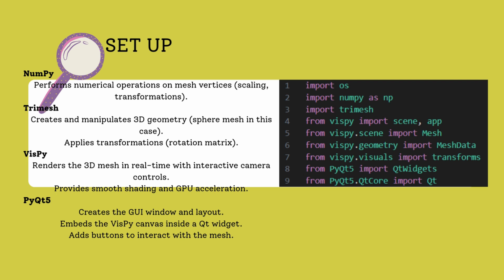This is how we set up our soda can. We're using NumPy, which performs numerical operations on mesh vertices, and trimesh for creating and manipulating 3D geometry and also applying transformations. VisPy renders the 3D in real time with interactive camera controls and also provides smooth shading and GPU acceleration. PyQt5 creates the GUI window and layout, embeds the VisPy canvas inside a Qt widget, and also adds buttons to interact with the mesh.